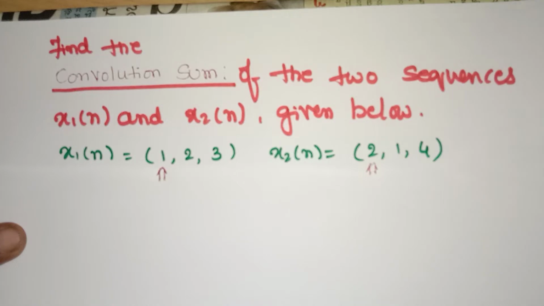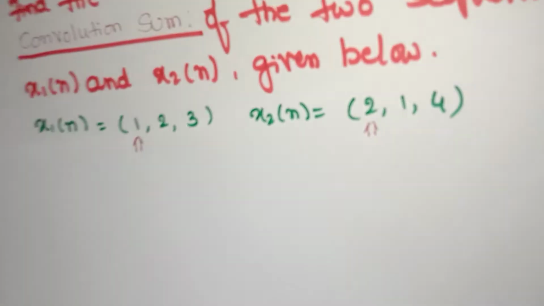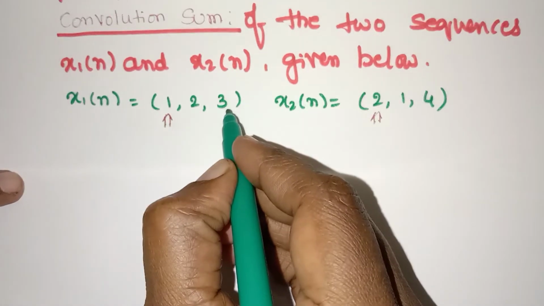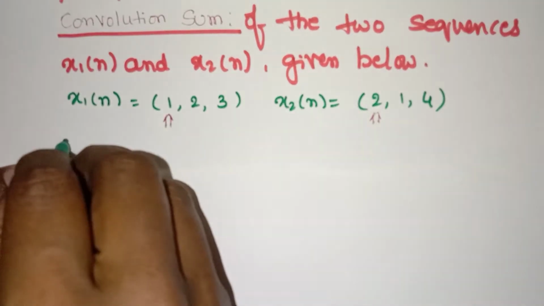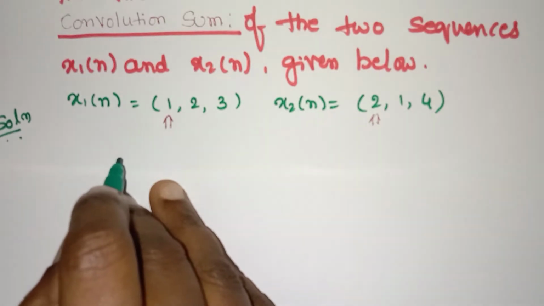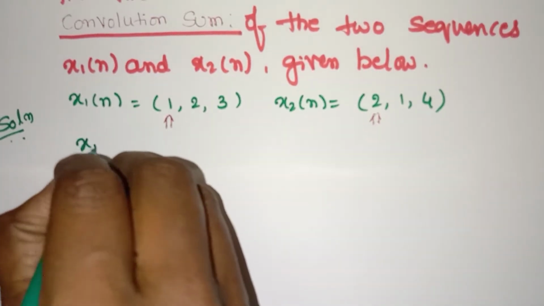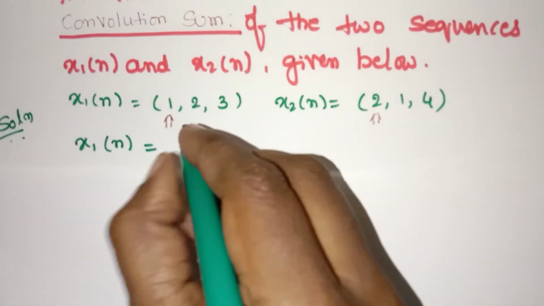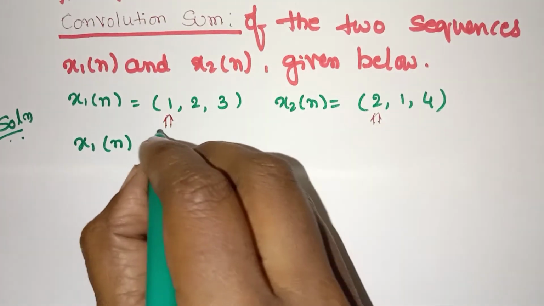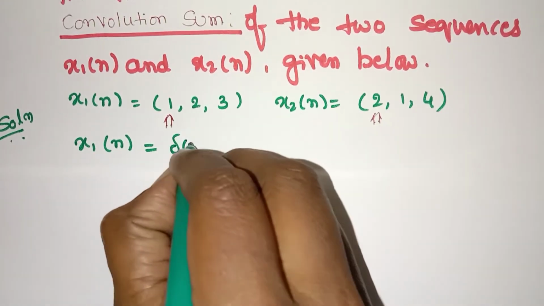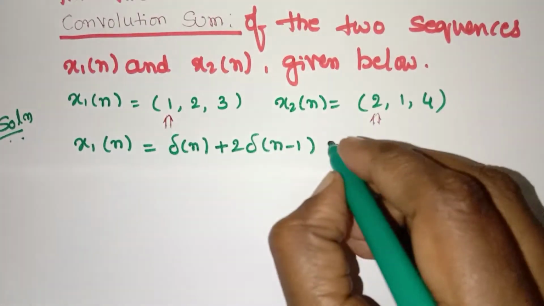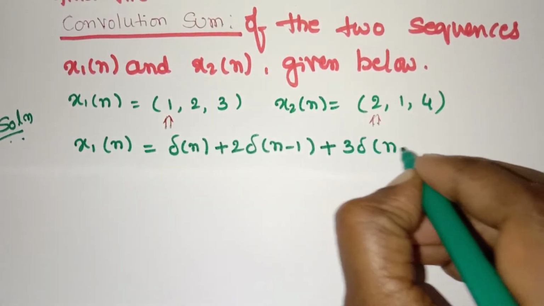So now we will see how to find the sum of these two signals. First you have to write this equation in the form of the delta. So let us start the solution. x1 of n is equal to, just go through the derivation we did in the last class. According to that, you have to write the expression: delta n plus 2 delta n minus 1 plus 3 delta n minus 2.